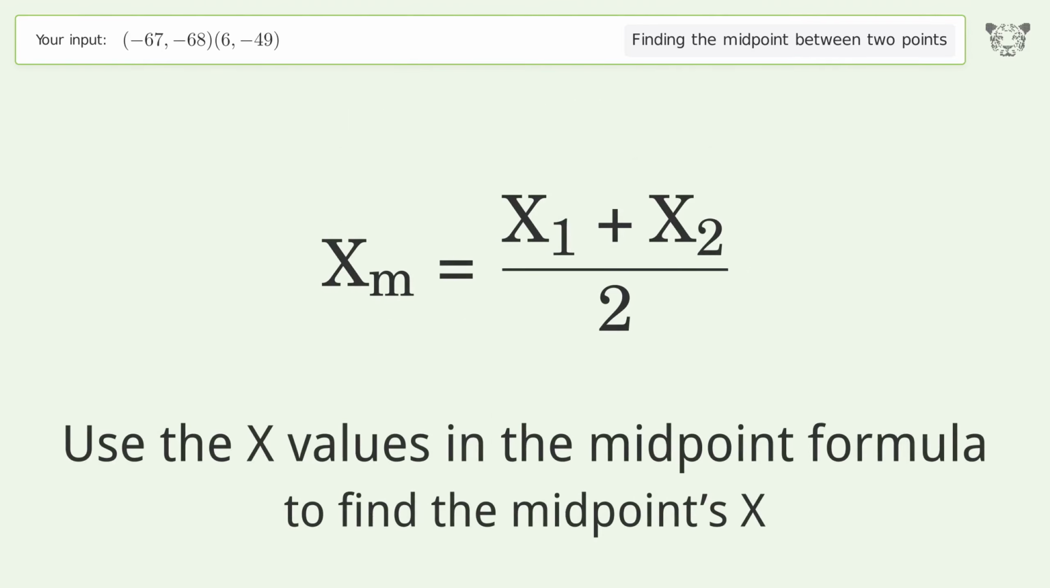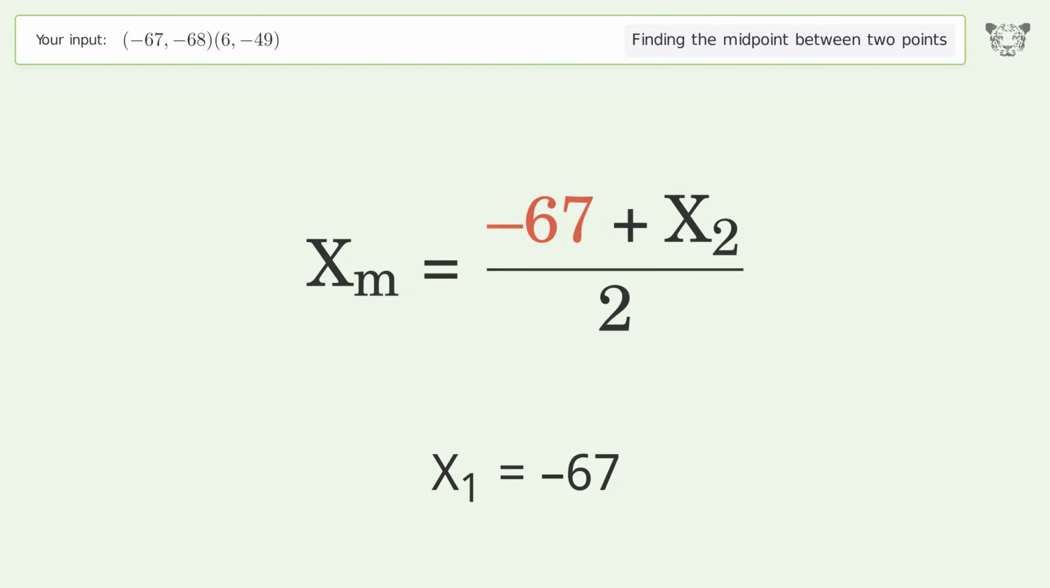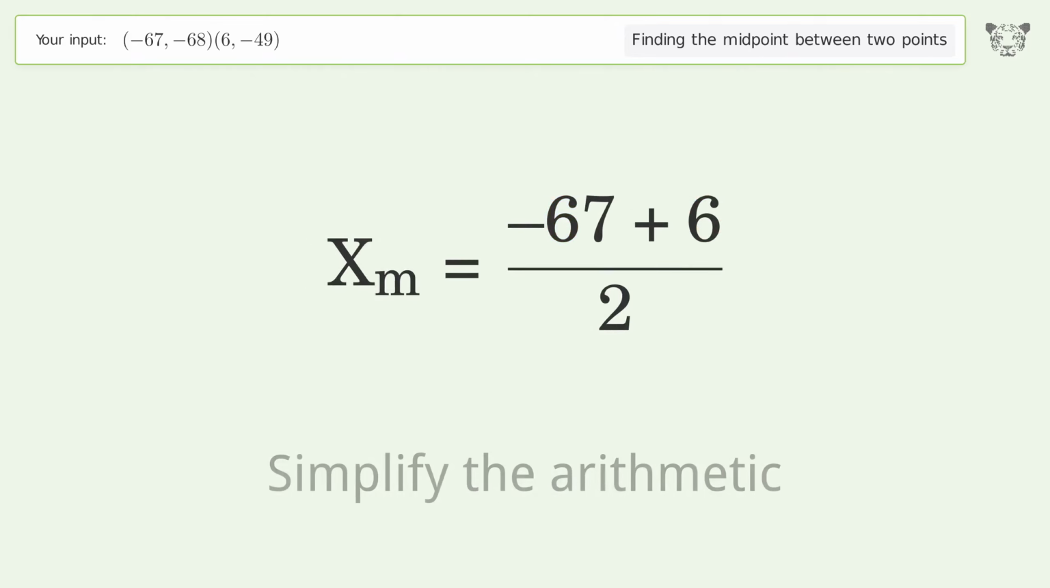Use the x values in the midpoint formula to find the midpoints x. x1 equals -67. x2 equals 6. Simplify the arithmetic.